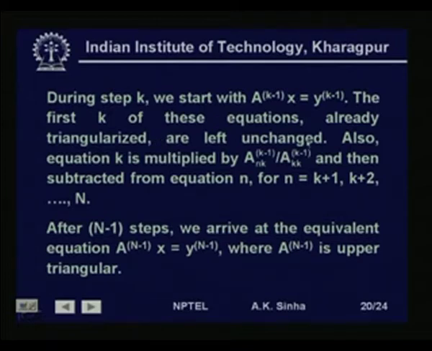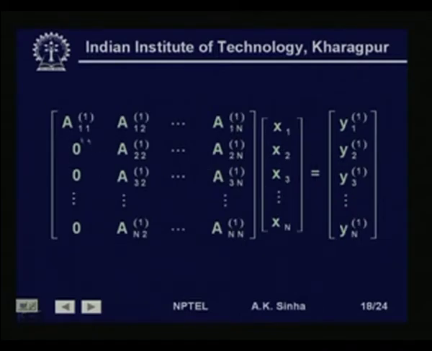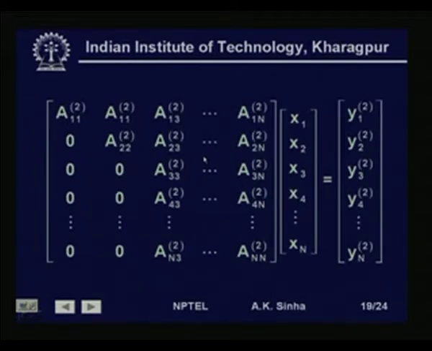As we have seen here, if we have already triangularized this row, then when we are taking the second equation, we do not do anything to the first equation. When we are taking the third equation, then the first and second, which have already been triangularized, will be left unchanged. Like you see here, this is not changed, only below this all are getting changed.